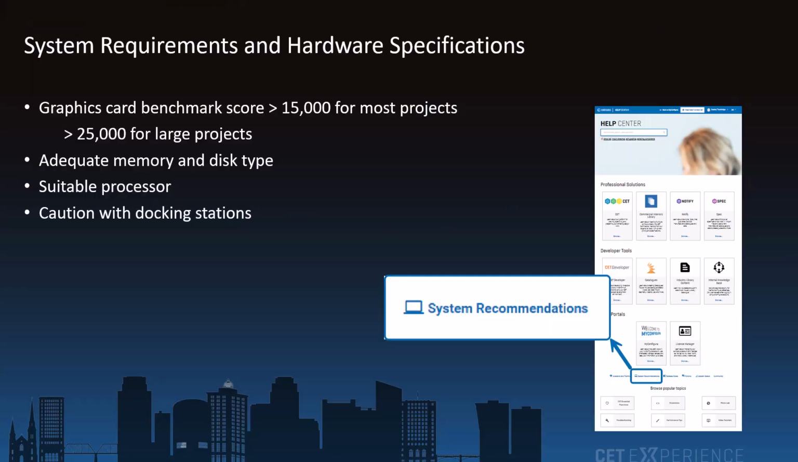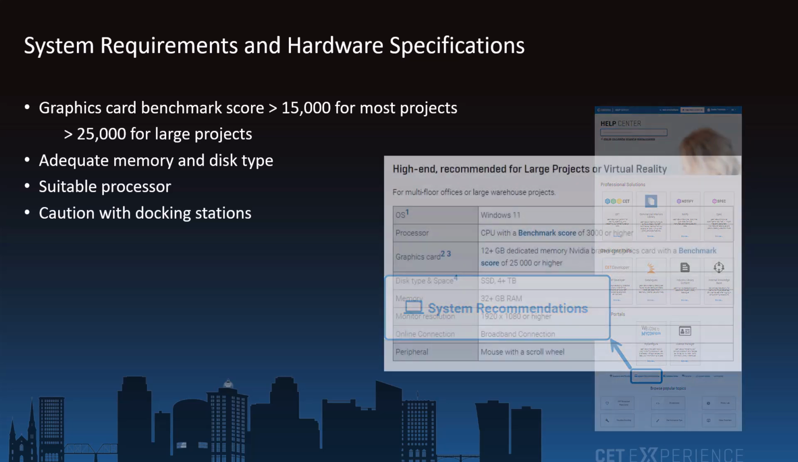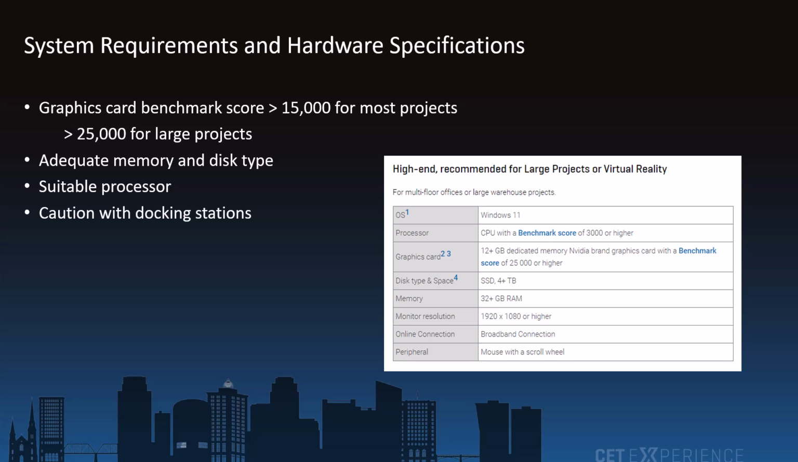All right, so the first thing we're going to talk about today is system requirements. The system requirements are available on the Help Center. So if you look here, we have the image of the Help Center, and it's about halfway down the page. There is a section that says System Recommendations. If you click on that in the Help Center, it's going to take you to our System Recommendations page. So there's all kinds of information there. But for large projects, the range that we're looking for is going to be this high-end recommended for large projects or virtual reality range.